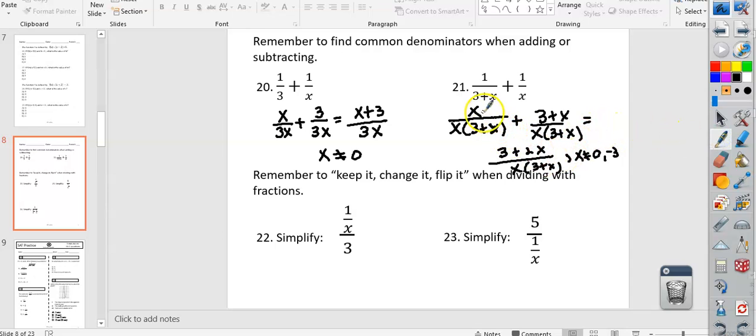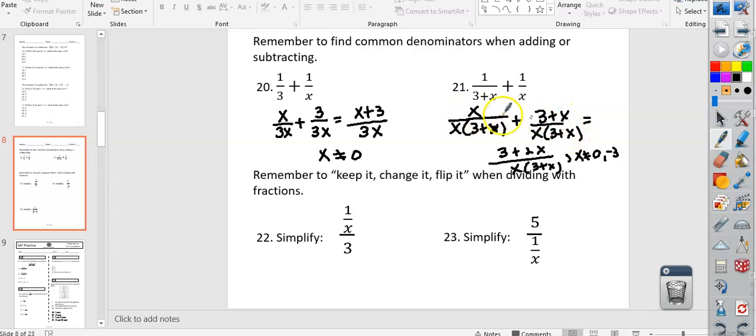So the numerator on the first one should be x, because if you say what times 3 plus x would give me this new denominator, it's x. And so whatever it is, you have to multiply by the numerator. So x times 1 is x. So here again, we say what times this x would give us this denominator? We need a 3 plus x. So if I multiply 1 times 3 plus x, I get 3 plus x.